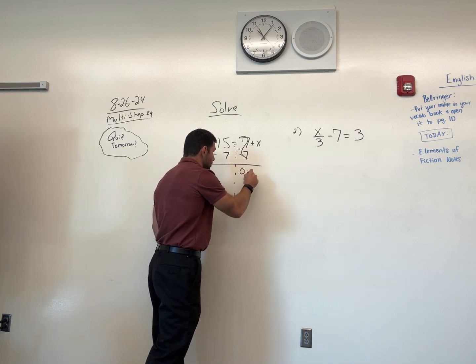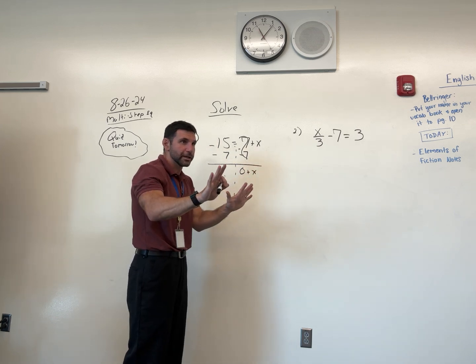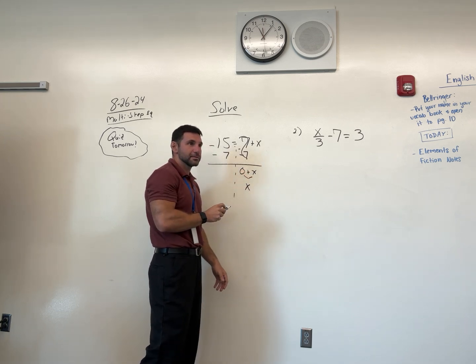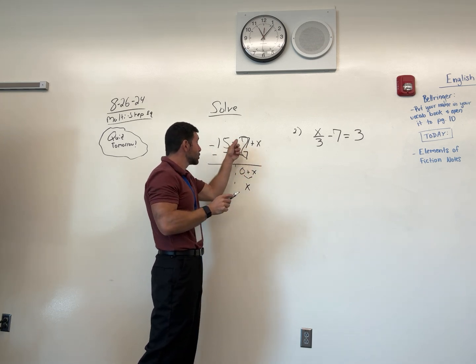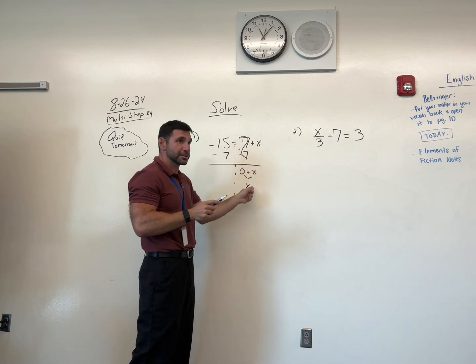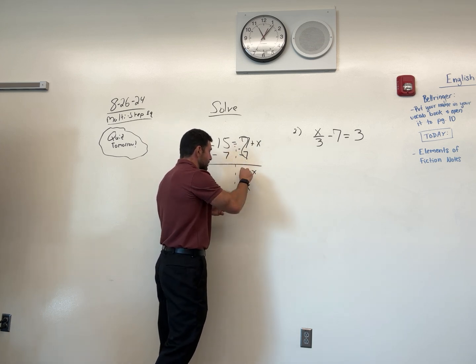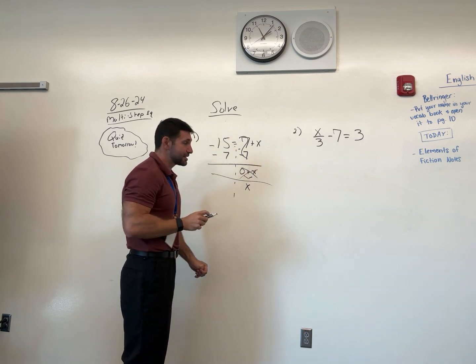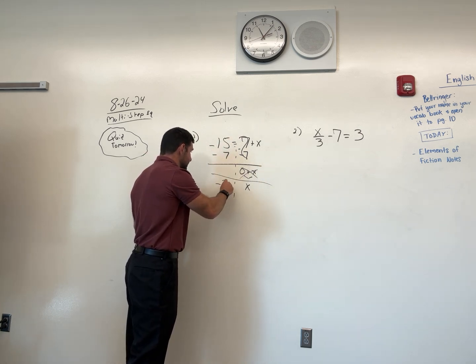If I put 0 plus x, I'm not necessarily wrong, but 0 plus x is then x. This is an unnecessary step. You know 7 minus 7 is 0, and 0 plus x is the x. So we just put x. I'm just going to cross that out. So we have x. Negative 15 minus 7 is negative 22.